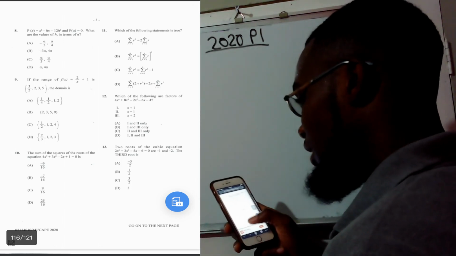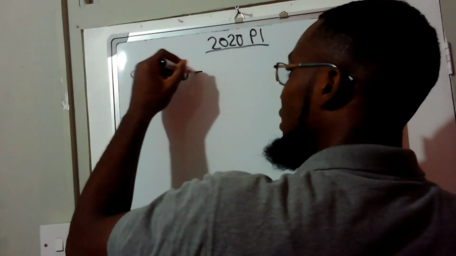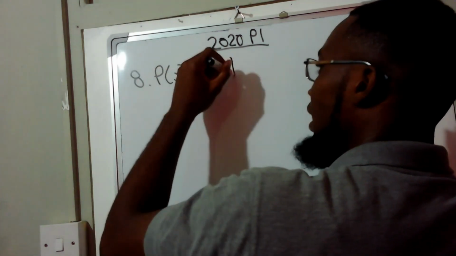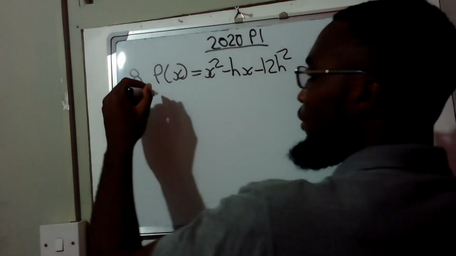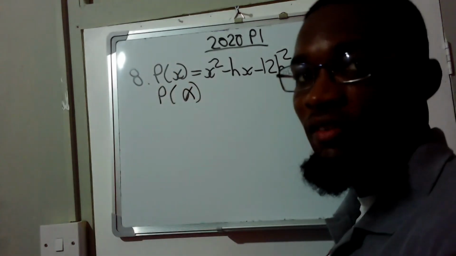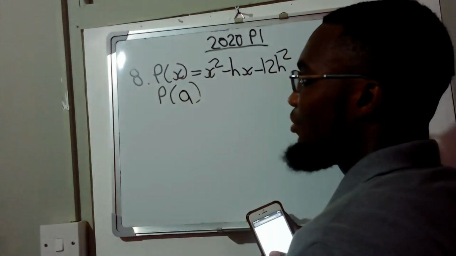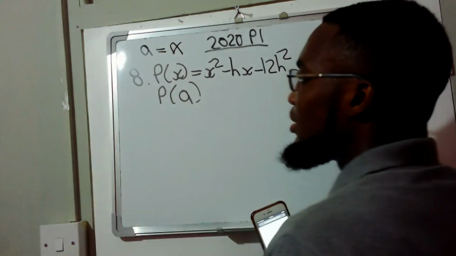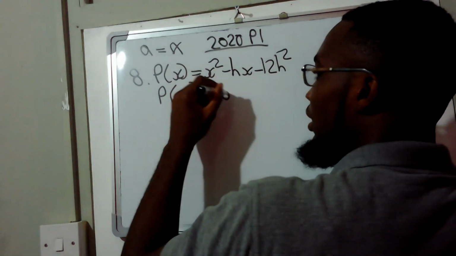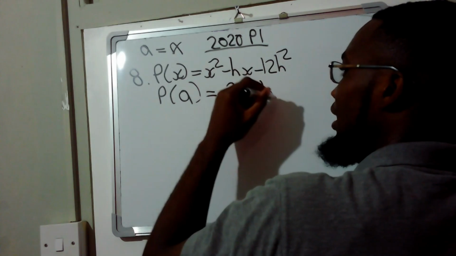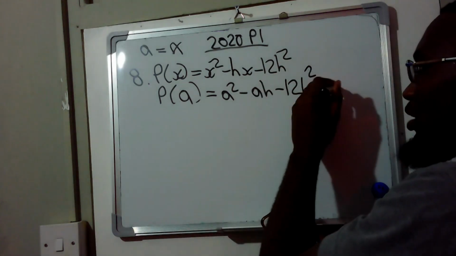Number 8, it says P of x is x squared minus hx minus 12h squared. And they say P of alpha equals 0. To find P of alpha, instead of writing alpha, I'm going to use A, because my alpha and my x look too close. So this becomes A squared minus A times h minus 12h squared, and this equals 0.